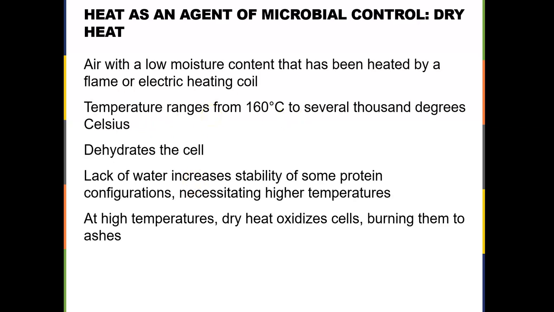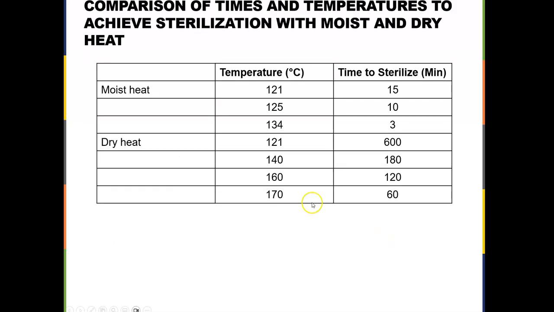Dry heat is air with a low moisture content that has been heated by a flame or electric heating coil. You guys do this all the time when you're flaming your loops. Temperatures range from 160 degrees Celsius to several thousand degrees Celsius. It dehydrates the cell. Lack of water increases the stability of some protein configurations, necessitating higher temperatures. At high temperatures, dry heat oxidizes cells, burning them to ashes.